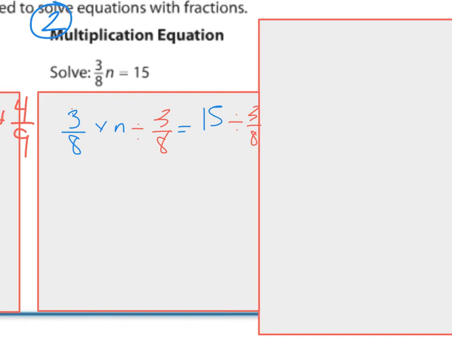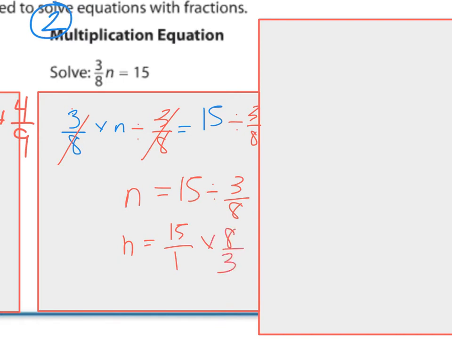These cancel out when you multiply by 3/8 and you divide by 3/8. They cancel out to 1. And so now we have n equals 15 divided by 3/8. Good thing that I already learned what to do when I divide by a fraction. I know that I'm going to have n equals 15 wholes. I'm going to change that to times the reciprocal, 8/3. Oh, I see I can simplify. Divide these both by 3. Multiply across. I get 40 wholes. N is equal to 40.